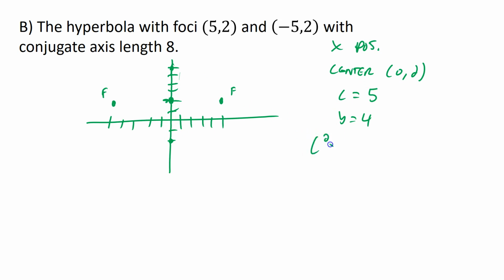So c squared is a squared plus b squared. So in this case, that's 25 equals a squared plus 4 squared, which is 16. So if I subtract 16 from both sides, 25 minus 16 is 9, equal to a squared. So that means a is 3. Alright, so a is 3, so I'm going to go left and right 3. 1, 2, 3 right there. And 1, 2, 3 right there. And that defines my box.